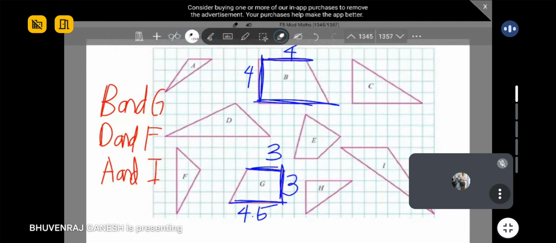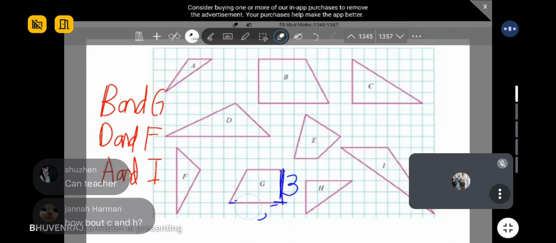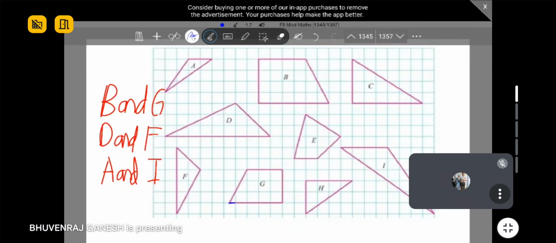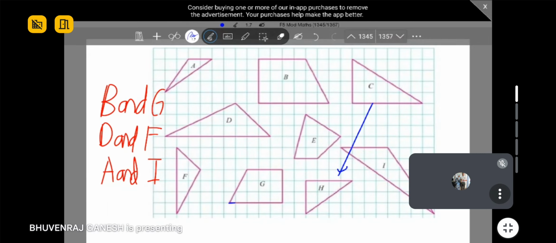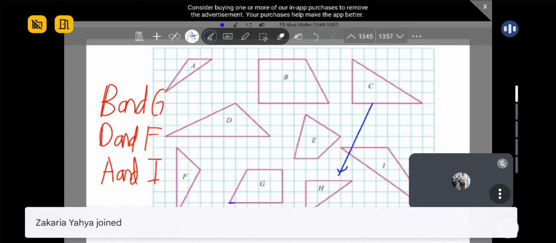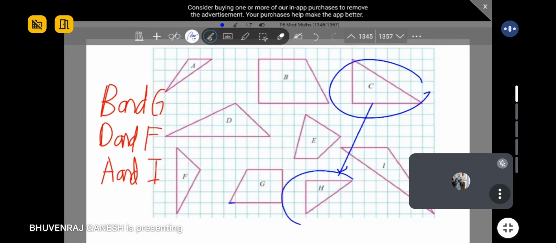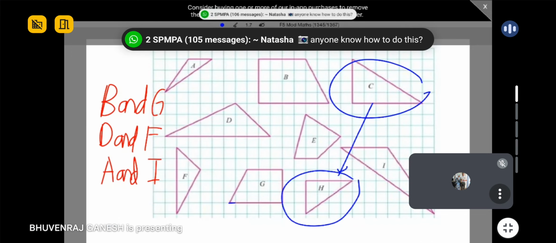Okay, so for the other pairs, how about C and H? Okay, let me check and see. C and H. In this case, okay, you compare the length again. Let me see. Okay. So C to H, right? Okay. So C to H, basically you reflect. Okay, kamu pantulkan. Do you all understand that? If you reflect C, you will get H. Correct? So this is the concept.